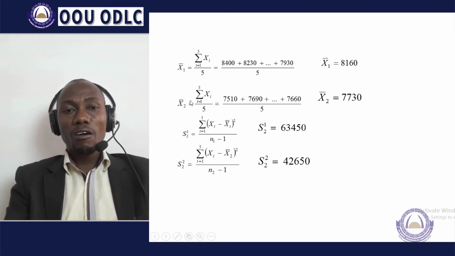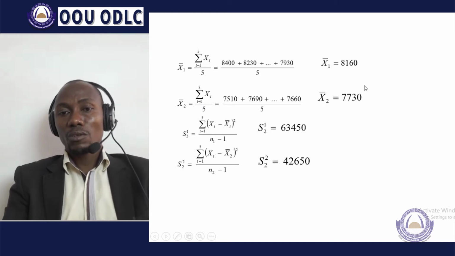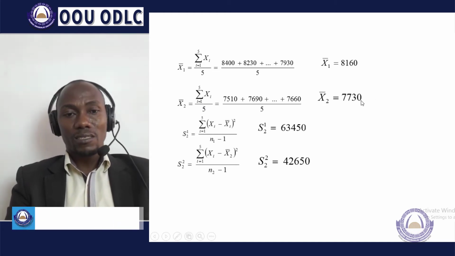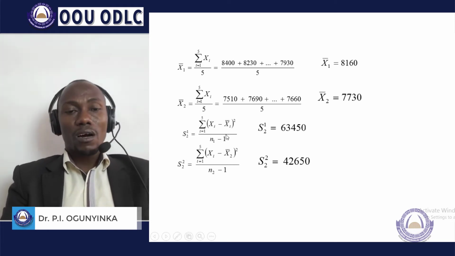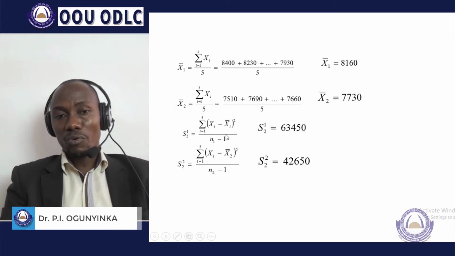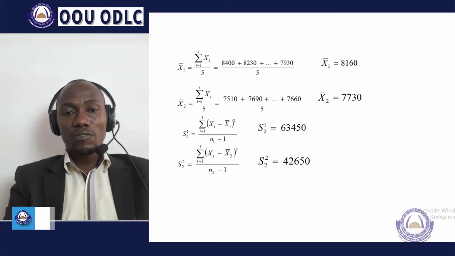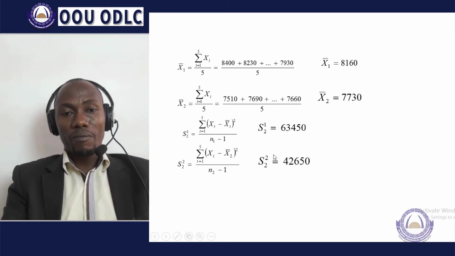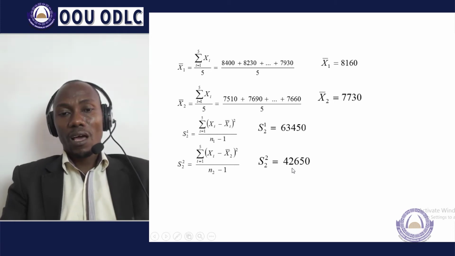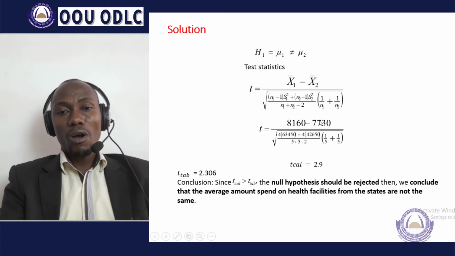8,160. For the second sample, you obtain the sample mean to be 7,730. The corresponding variance for the first sample is obtained from the conventional formula for variance, and that is 63,450, and for the second sample the variance is 42,650. Now we can go according to the procedure of hypothesis testing.